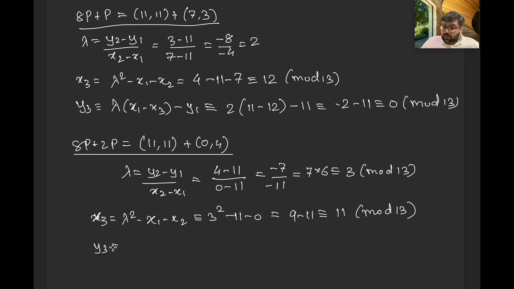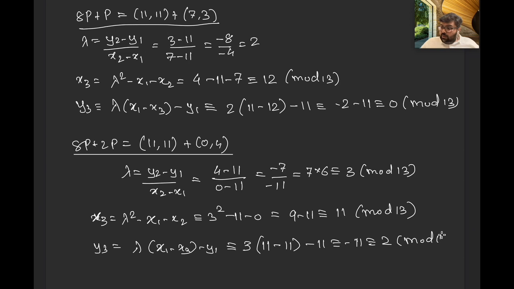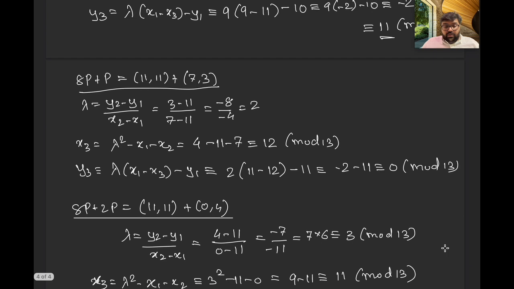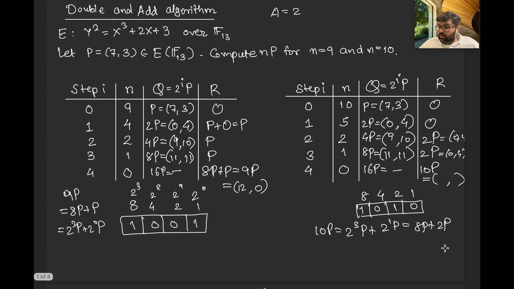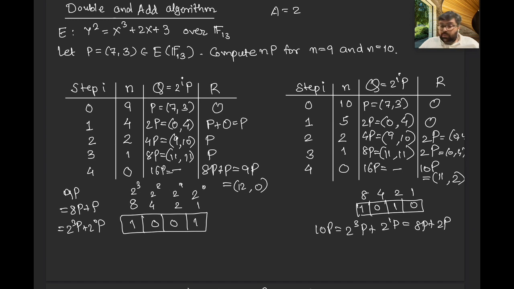And y3 is lambda times (x1 minus x3) minus y1. So this is 3 times x1, which is 11, minus x3, which is what we got, 11 now, and minus y1, which is also 11. So this is minus 11, which is nothing but 2 mod 13. So x3 comma y3 is 11 comma 2. Let us check. Okay, so this is 11 comma 2.